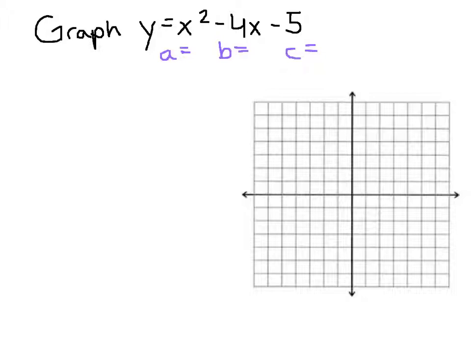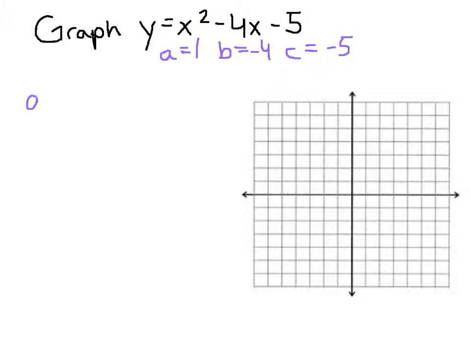So A is always the number in front of x squared, in this case that's going to be 1. B is always the number in front of x, so in this case that's -4. And C is always the number that we add or subtract that does not have a variable attached to it, so in this case it's -5.